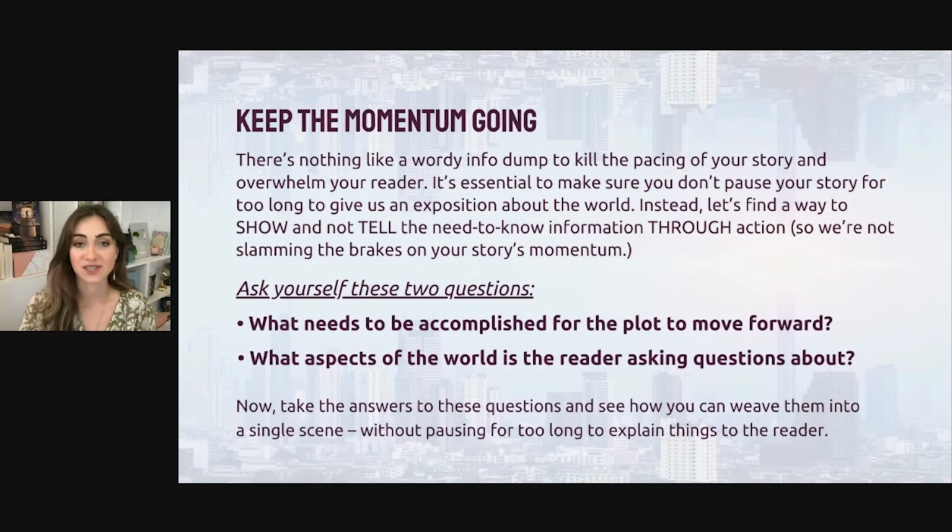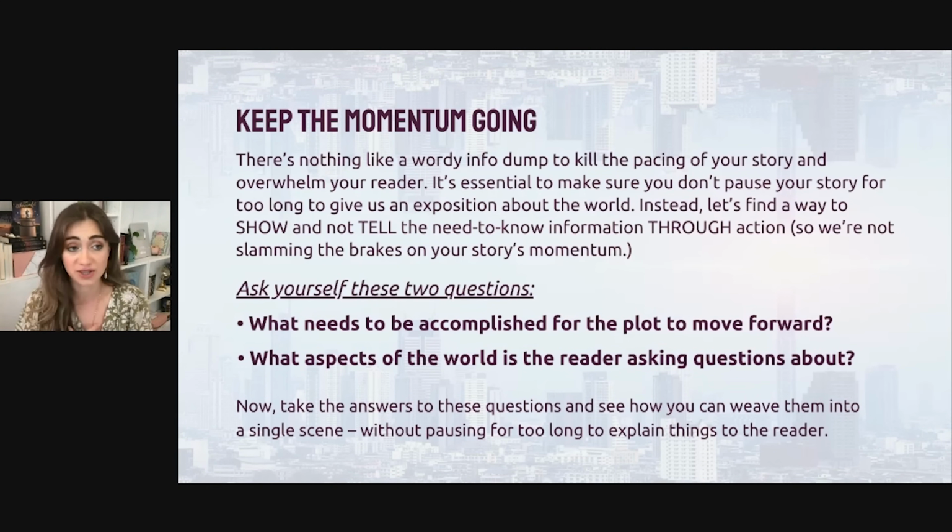So what we want to do here is keep the momentum going. There's nothing like a wordy info dump to kill the pacing of your story and overwhelm your reader. Okay, you've probably experienced this many times when opening up a new book or starting a film and being overwhelmed with information. So it's essential to make sure that you don't hit pause on your story for too long to give us some exposition about the world. Instead, let's find a way to show and not tell the need-to-know information through action. So we're not slamming the brakes on your story's momentum, okay?